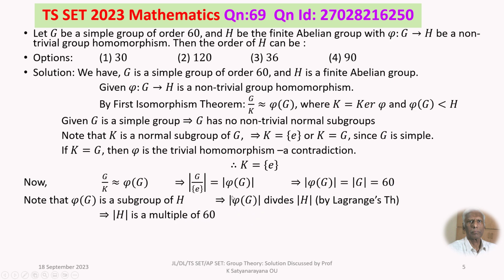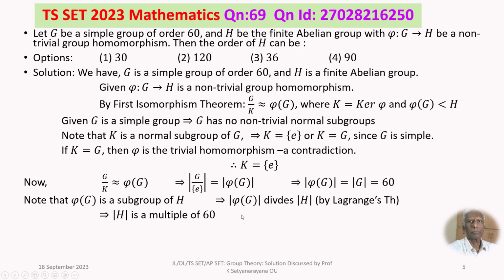Let's see once again. The order of phi of G divides the order of H by Lagrange's theorem. Therefore, the order of H is a multiple of the order of phi of G. But the order of phi of G is equal to the order of G, which is equal to 60. Therefore, the order of H is a multiple of 60. What it is exactly, we have not concluded yet.